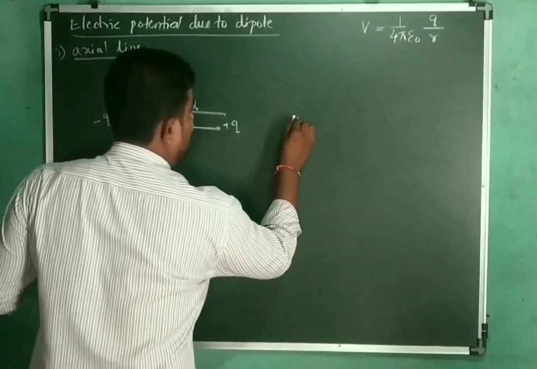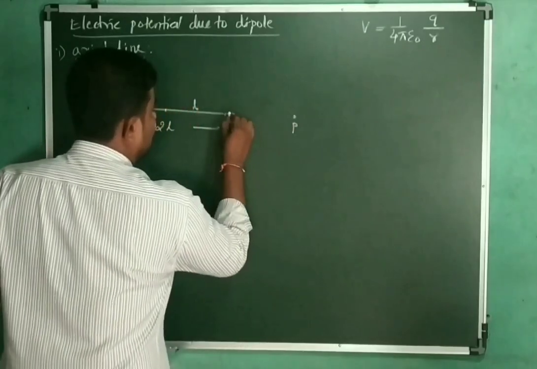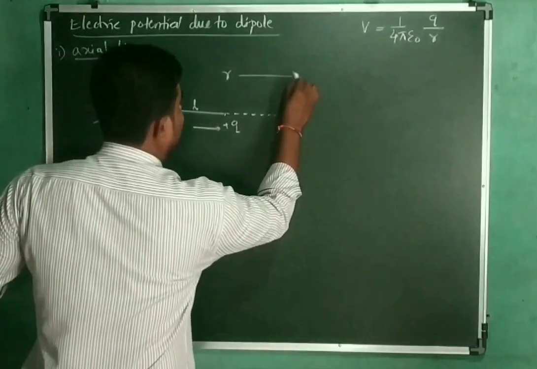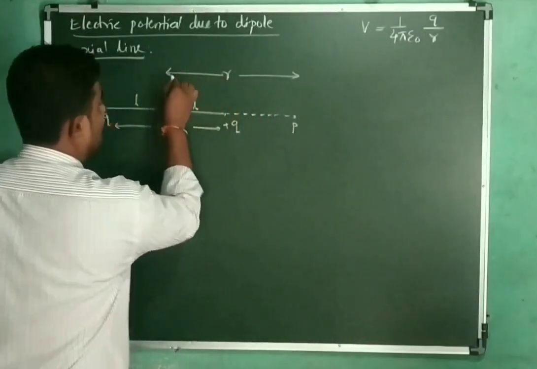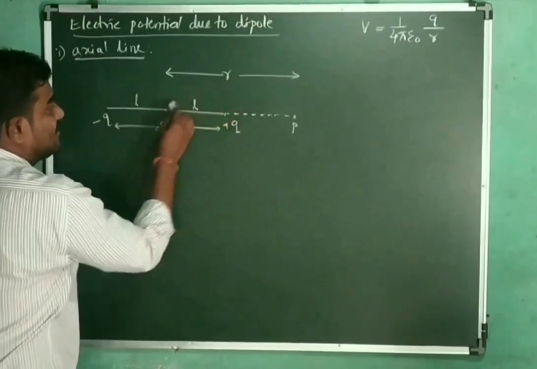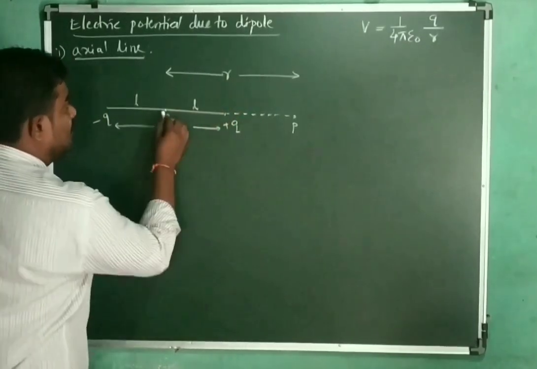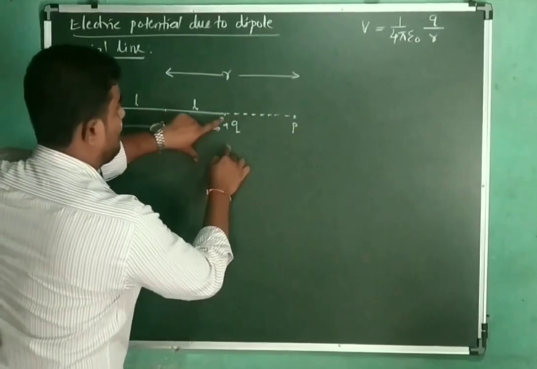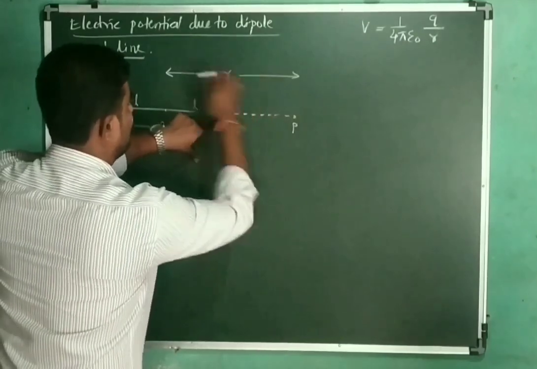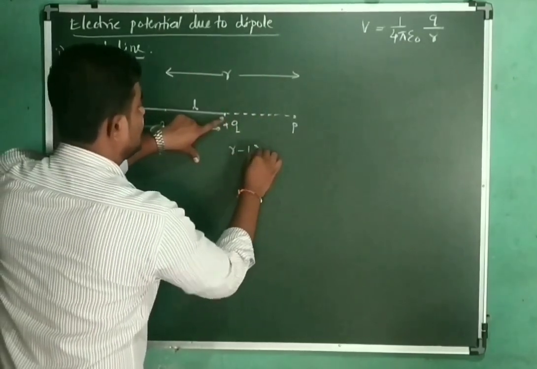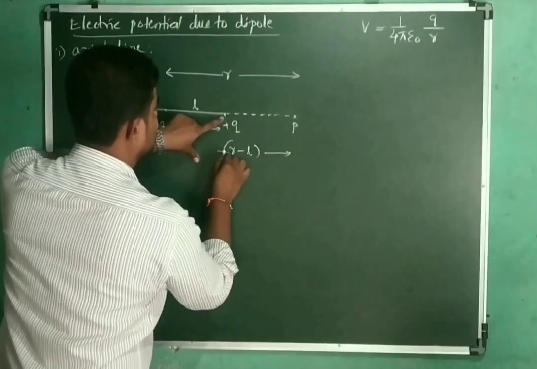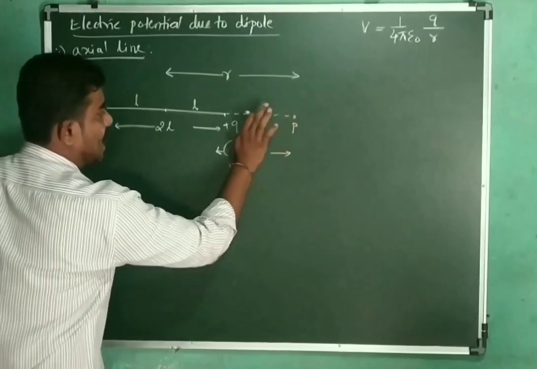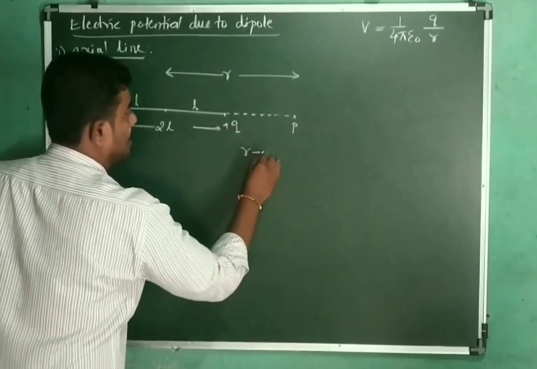Let us consider a point P at a certain distance. From the center of the dipole we shall consider a point P at a distance R. This point P is at R distance from the center of the dipole, and from plus Q the distance is, total is R and this is L, therefore it is R minus L. So the distance between plus Q and point P is R minus L.